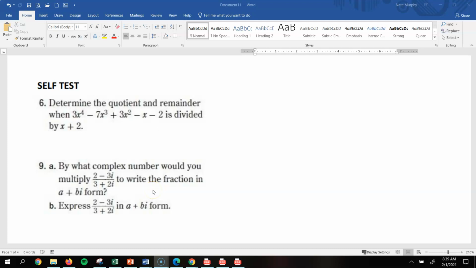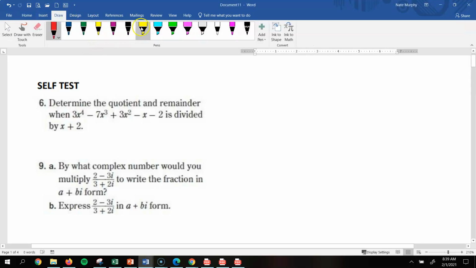All right, let's start by going through this review with number 6 here. It says determine the quotient and remainder when 3x to the fourth minus 7x cubed plus 3x squared minus x minus 2 is divided by x plus 2. The first thing I want to look for is to make sure that every term is represented. If our degree is 4, we have 4, 3, 2, 1, and then none. So I know that every term is represented, so I don't need to hold a position with a 0 or anything like that. So let's just jump right into how to divide this.